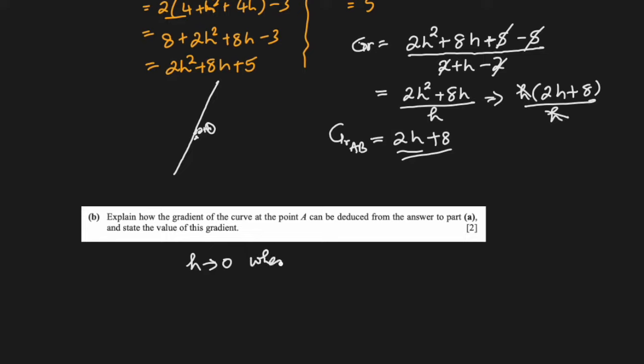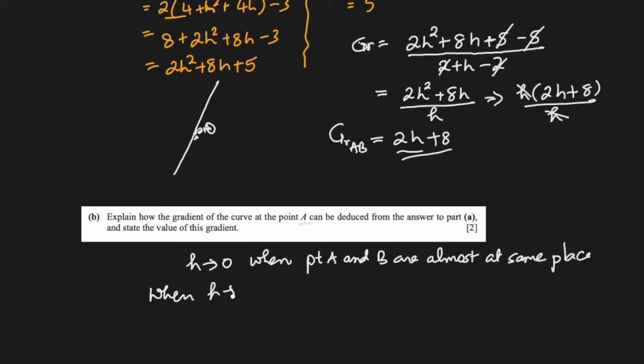Okay, when point A and B are almost at the same place, that's how they will give us the gradient of the curve at A. If A and B are almost at the same place, that means h is almost 0. So what do we do there? When h is approaching 0, 2h plus 8 will be 2 times 0 plus 8. We say it is almost 0, so 8. The gradient at this specific point A will be 8 if we take help of the solution in part A.